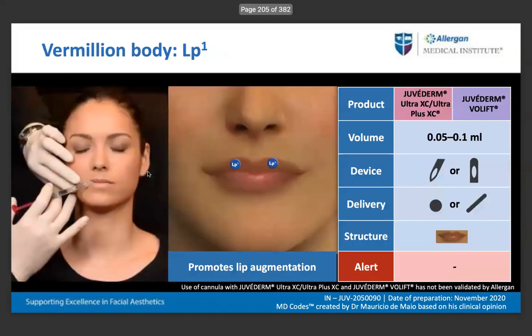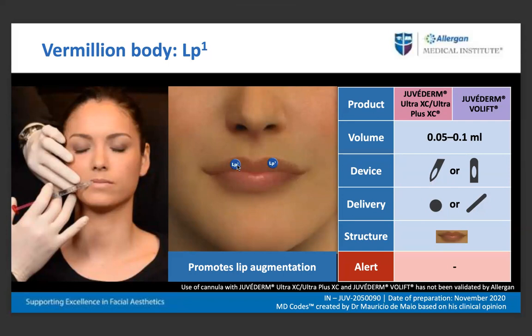When we do LP1, which is basically the body, we use either Ultra Plus XC or Volift, 0.05 to 0.1 with a needle. I don't prefer a cannula in lips, because if you use a cannula, you are bound to go deep. A bolus here? Bolus or linear threading. Usually linear threading works.